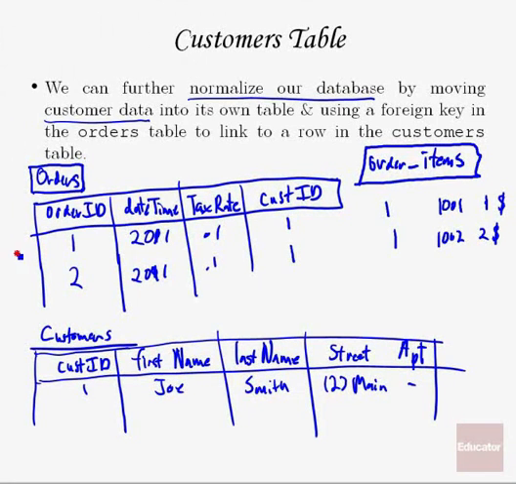So when we want to find information about order number 1, not only do we want the information in the orders table, but we also want information about the customer, Joe Smith. So we're actually going to be creating a query that in one result set is going to pull information from the orders table as well as the customers table. Because there's only one customer associated with each order, we can do that in a single result set.